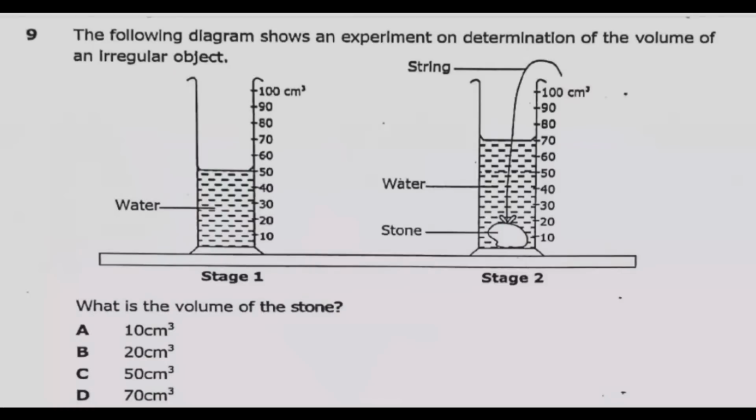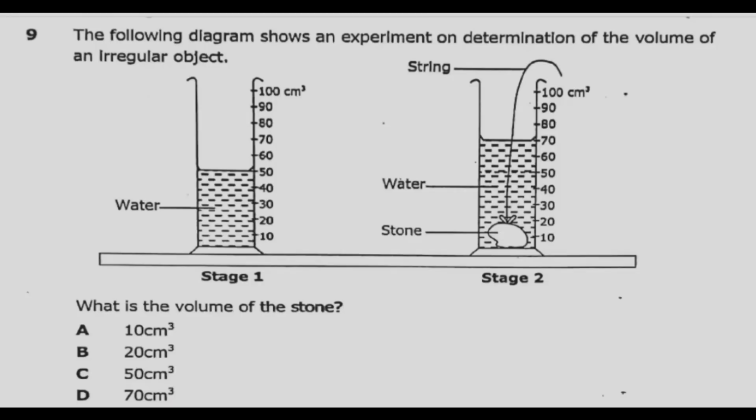Question 9 is as follows. The following diagram shows an experiment on determination of the volume of an irregular object. What you need to do is study the diagram, and please make sure that you pay attention to the readings, more especially the readings of the water in the measuring cylinder. So that is a measuring cylinder. The question is, what is the volume of the stone?